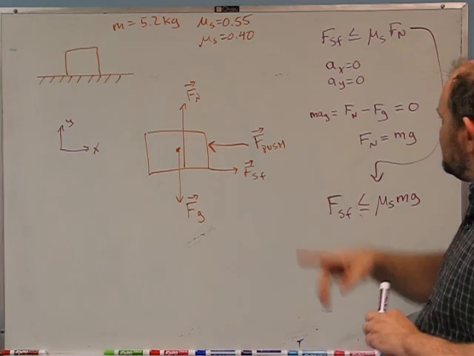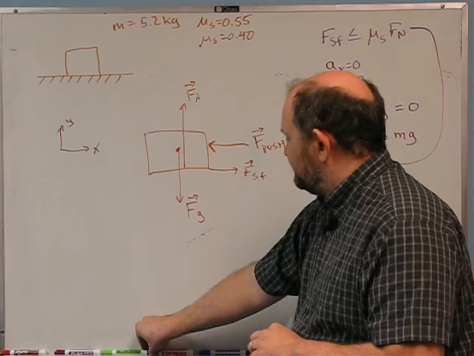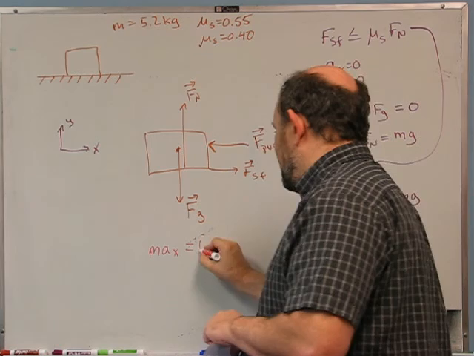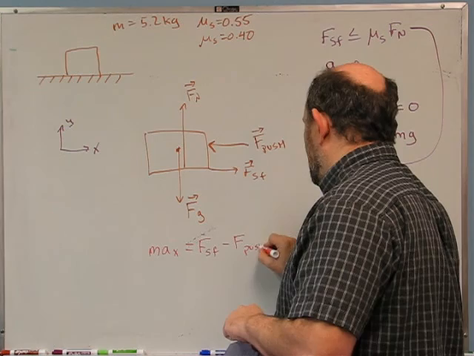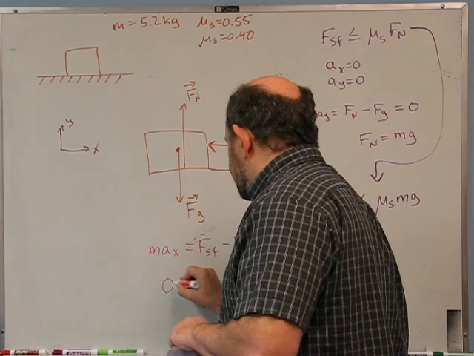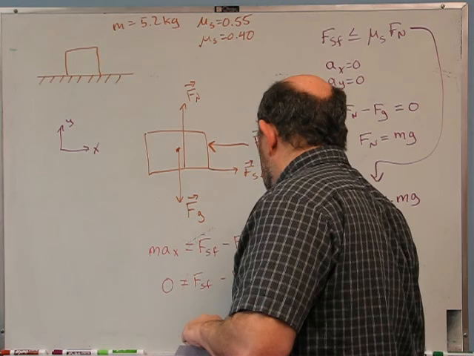Maybe it's obvious, but just in case it's not, we will say that in the x direction, max, x is that way, so Fsf is in the positive x direction, minus F push. So if it gets moving, it will have an acceleration in the negative direction. That's great. That says if max is 0, then Fsf is equal to F push.